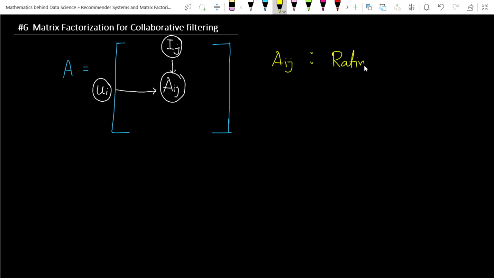Let's just take a movie example for better understanding and discussion. Let A be the recommender matrix that comes from the Netflix data. So a_ij is the rating on the item or the movie j by the user i.